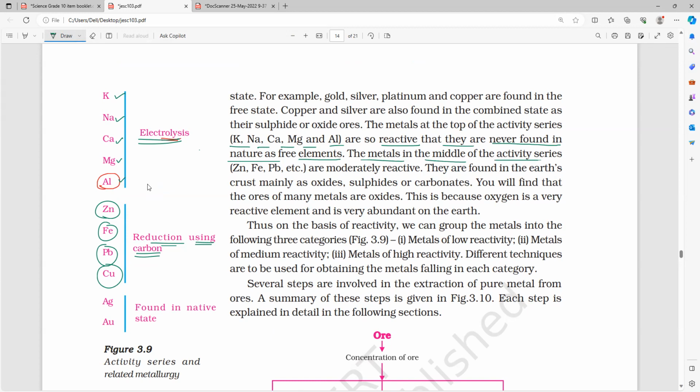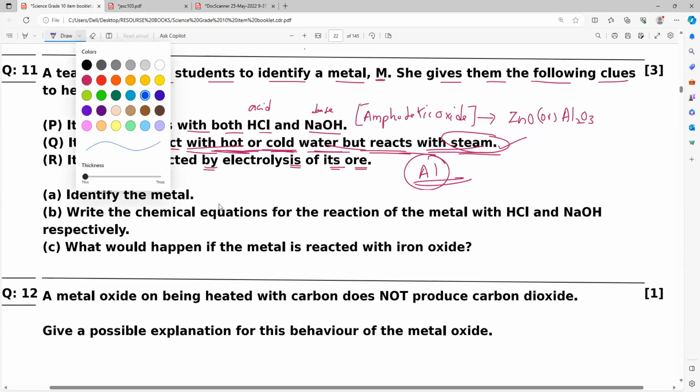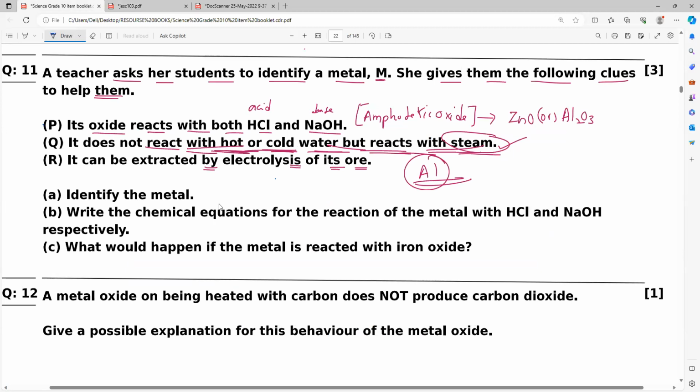The metals in the middle of the activity series are moderately reactive. They are found in the earth's crust mainly as oxides, sulfides, and carbonates. You'll find that the ores of many metals are oxides, because oxygen is a very reactive element and is very abundant on the earth. So by reading the word electrolysis, I concluded the given metal is aluminum.